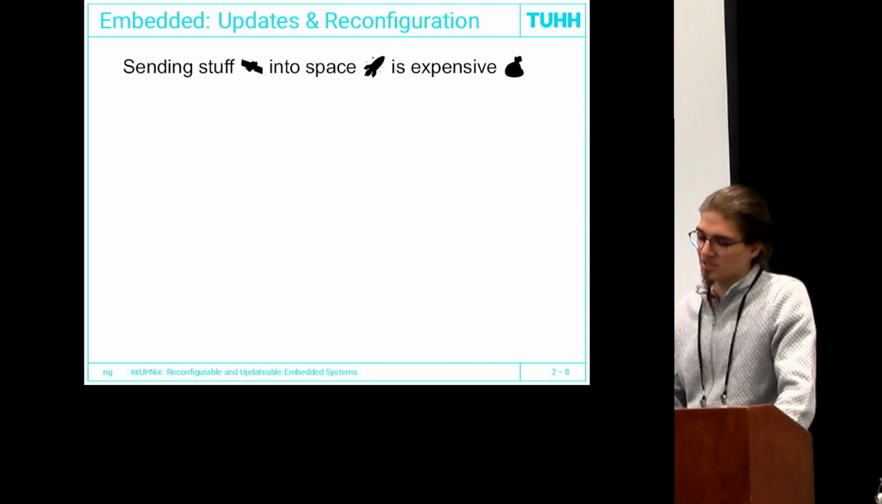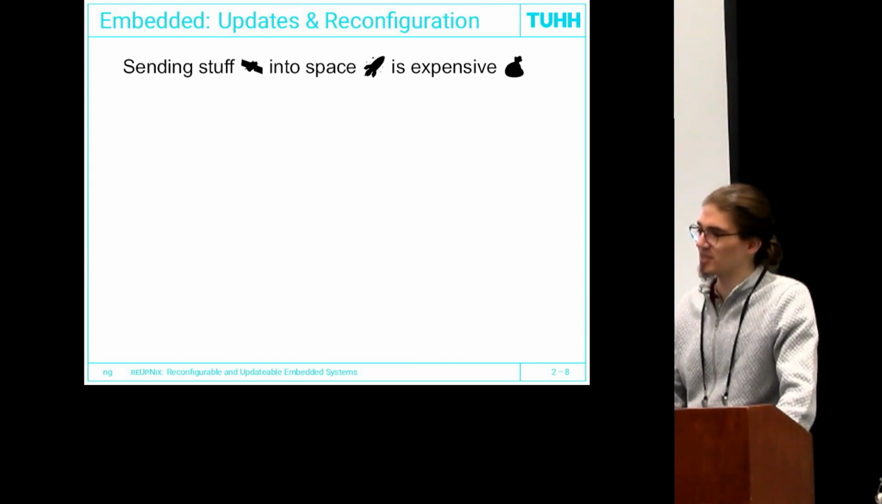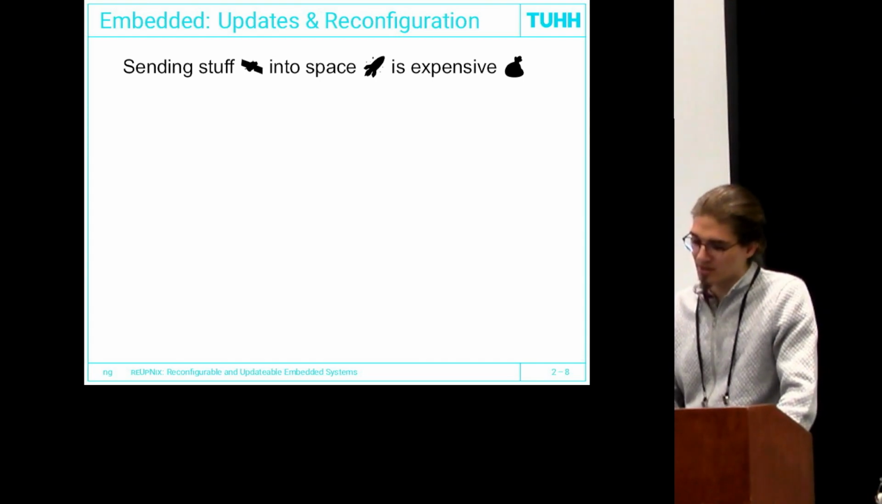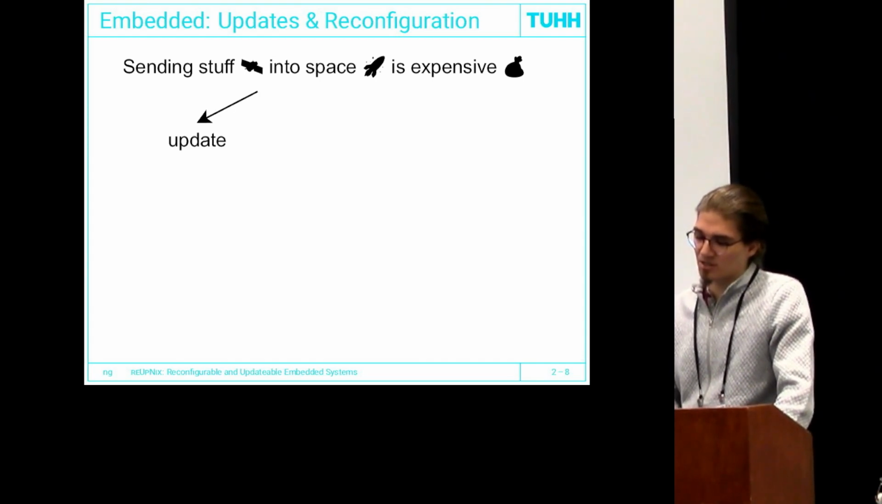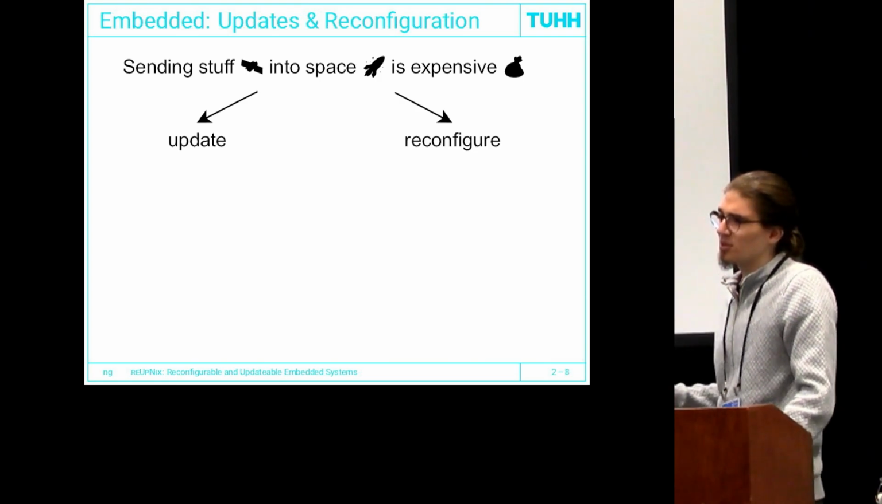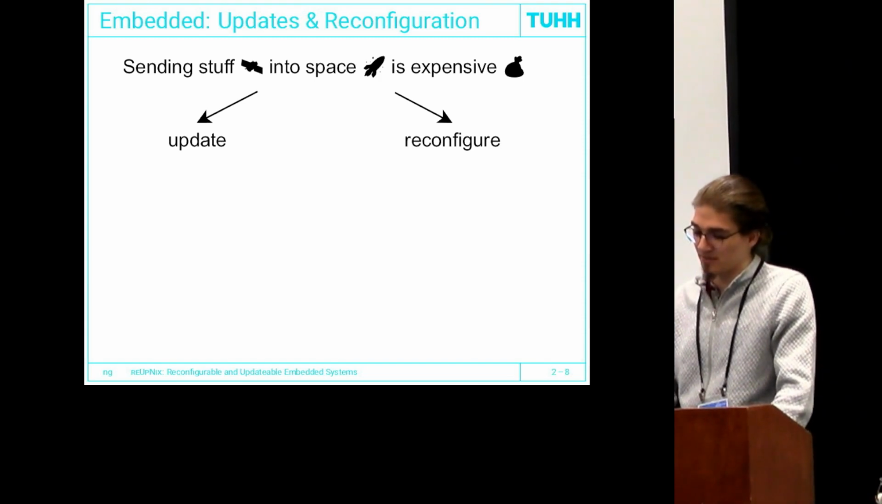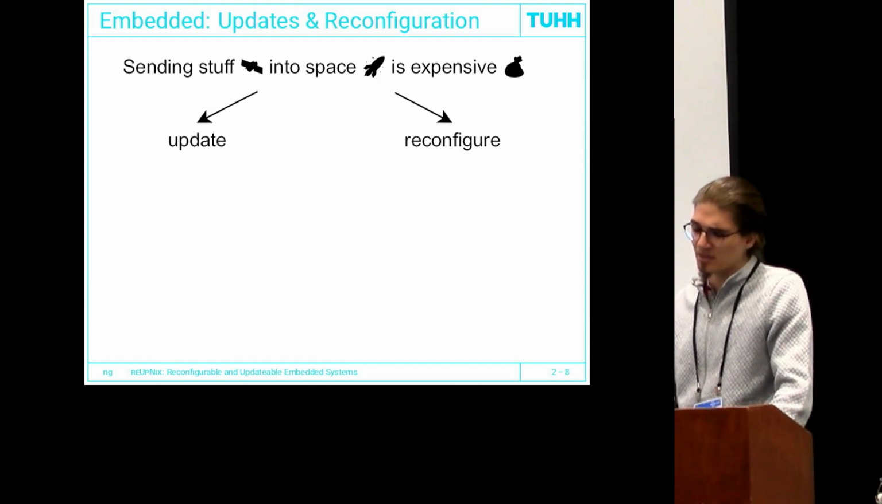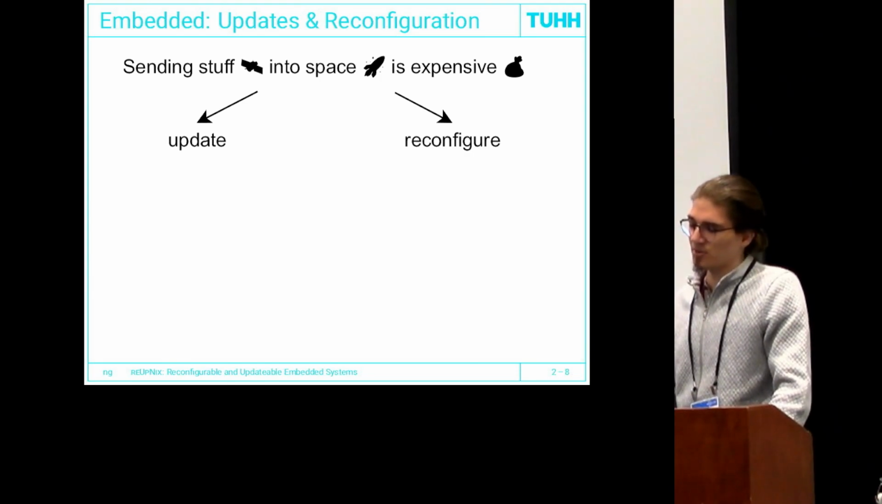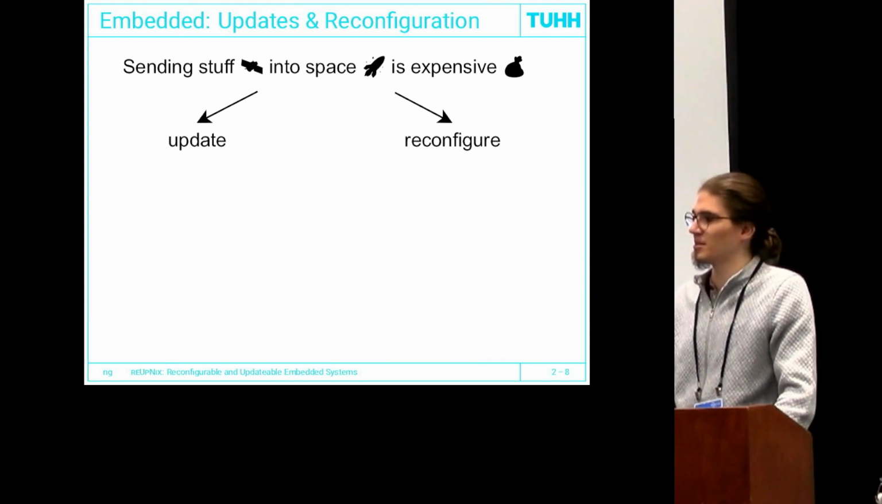For the computer systems embedded into satellites, this means that next to being super reliable, they need to be updatable and reconfigurable. Updatable so that we can react to changing requirements or that we can fix mistakes we made. Reconfigurable so that we can reuse the existing hardware for different tasks just by changing the software that's running on them.